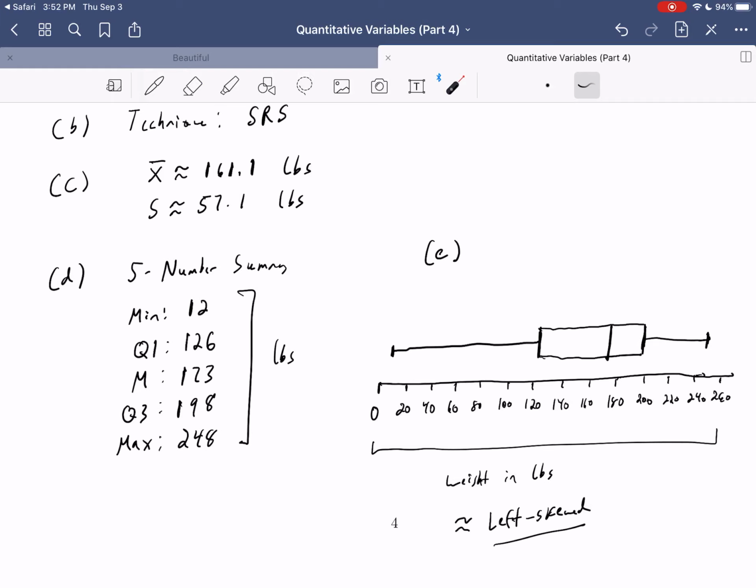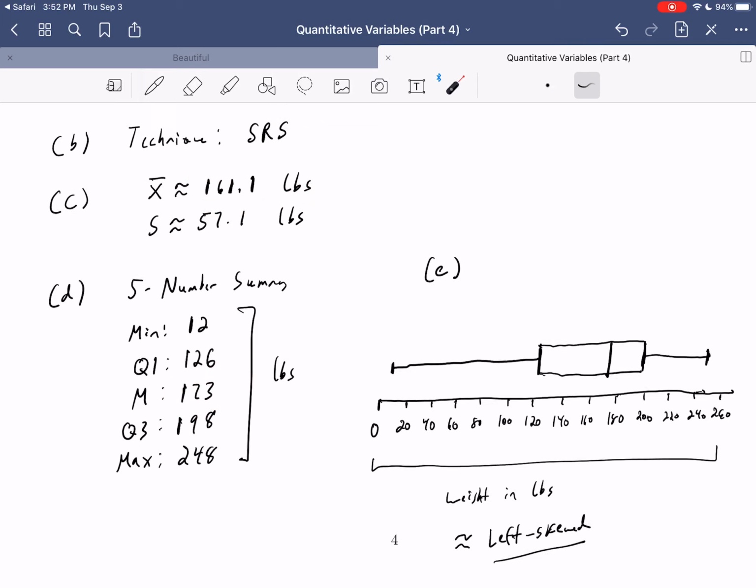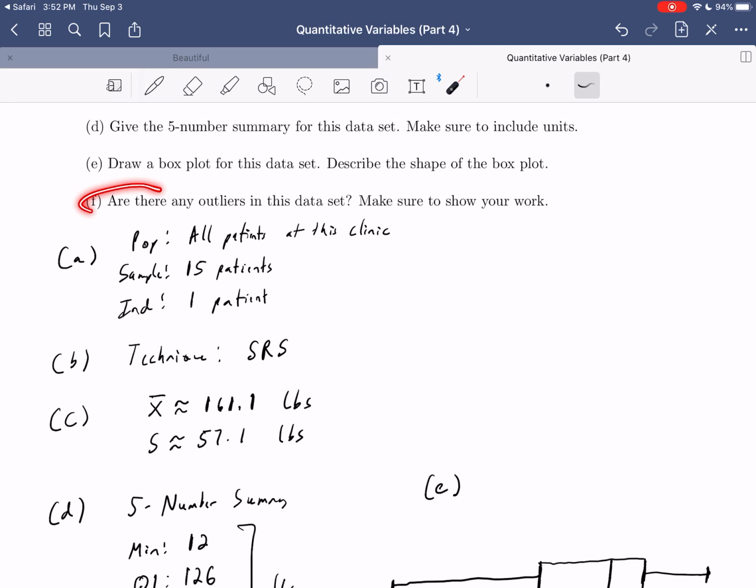Keep in mind that in a left skewed distribution, the mean is supposed to be less than the median. Our mean was 161 and our median was 173. So that does seem to make sense, because our mean is a bit lower than our median here. Alrighty, now let's finish this up on another page for the outliers for this data set.